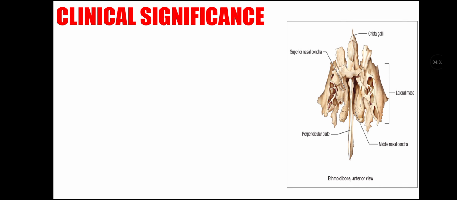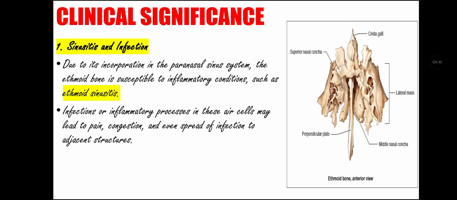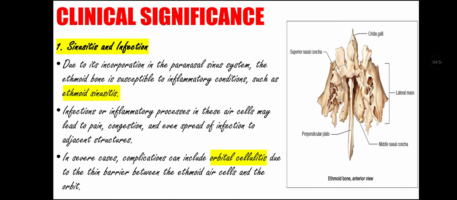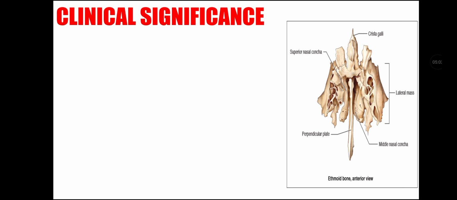Now let's talk about clinical significance of ethmoid bone. The first is sinusitis and infection. Due to its incorporation in paranasal sinus system, the ethmoid bone is susceptible to inflammatory conditions such as ethmoid sinusitis. Infection or inflammatory process in these air cells may lead to pain, congestion, and even spread of infection to adjacent structures. In severe cases, complications can include orbital cellulitis due to the thin barrier between the ethmoid cells and the orbit.